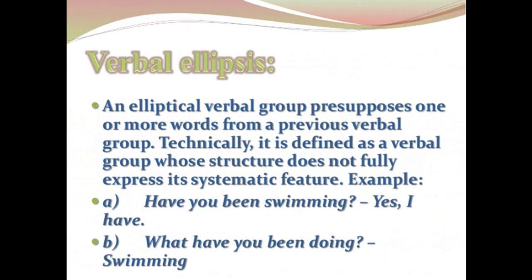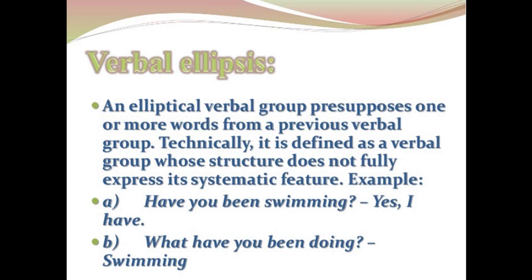Verbal ellipsis. An elliptical verbal group presupposes one or more words from a previous verbal group. Technically, it is defined as a verbal group whose structure doesn't fully express its systematic features. For example, have you been swimming? Yes, I have. So here, it doesn't need the whole verbal group. For example, I have been swimming. So "been swimming" can be omitted because without it we can understand.